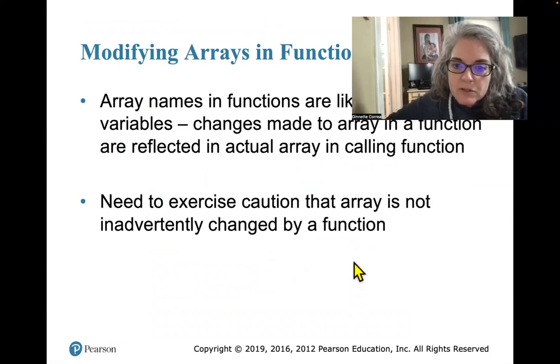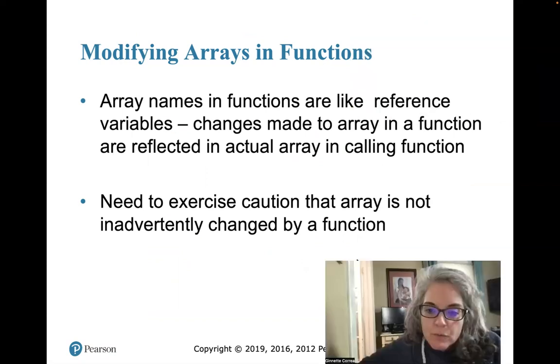Array names in functions are like reference variables. Changes made to the array in a function are reflected in the actual array. So this is just like a reference variable, and it's not a value parameter. Need to exercise caution that the array is not inadvertently changed by a function. So we always pass arrays by reference, because we're passing the address to it.